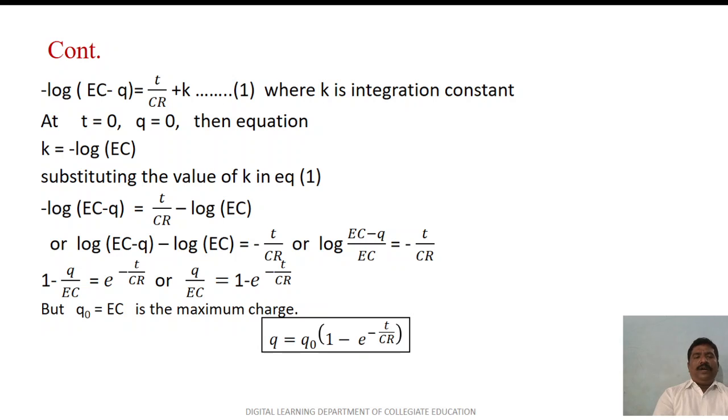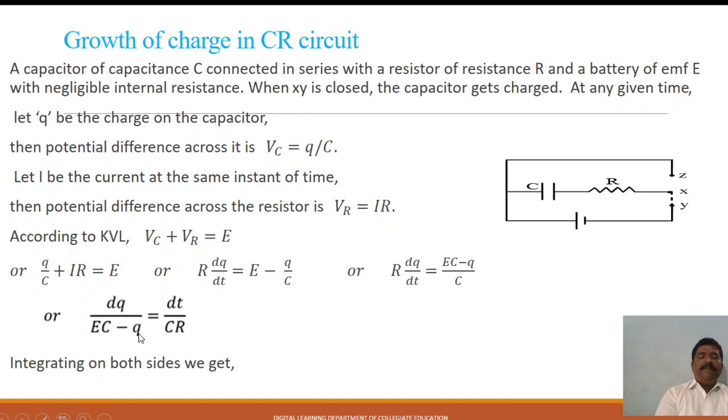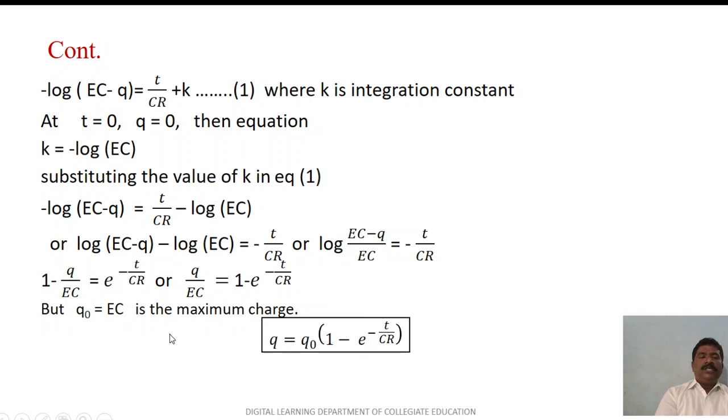So the integration of dq divided by (EC minus Q) is equal to log of (EC minus Q), with a minus sign. And 1 by CR you take outside; the integration of dt is nothing but t. So taking this equation, minus log of (EC minus Q) is equal to t divided by CR plus K.